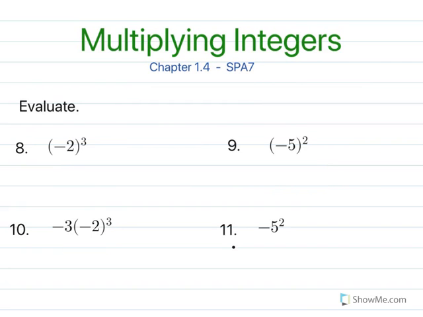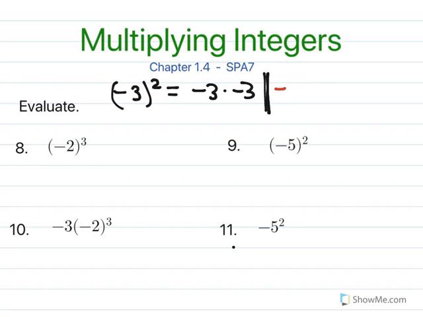Now let's go ahead and try some that have an exponent. So here is a rule I want you guys to understand. If I have negative 3 in parentheses to the second power, this equals negative 3 times negative 3.